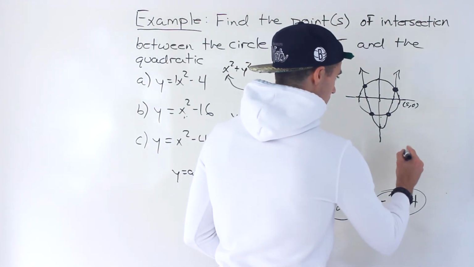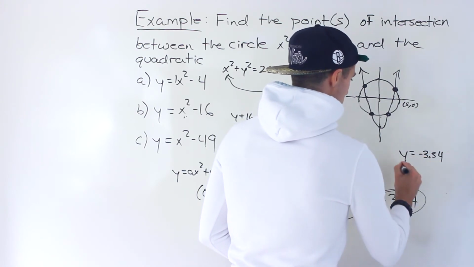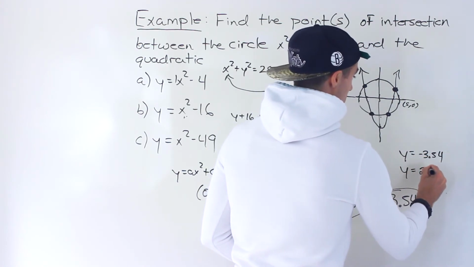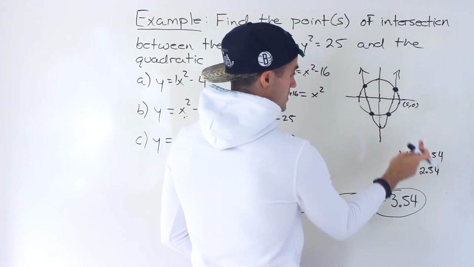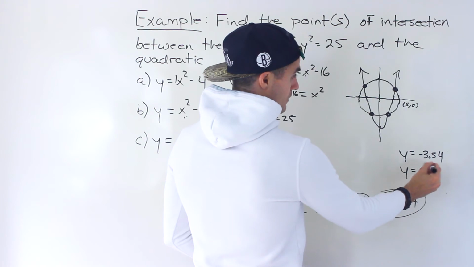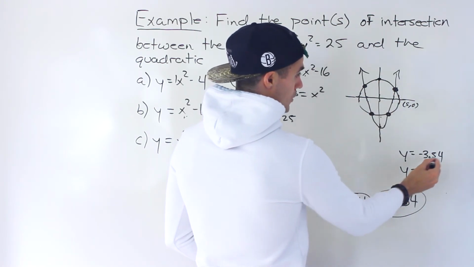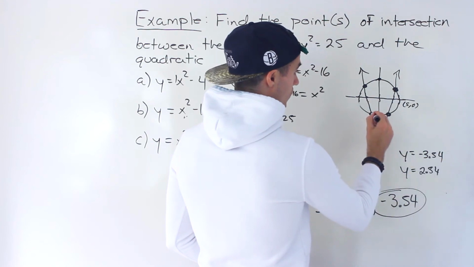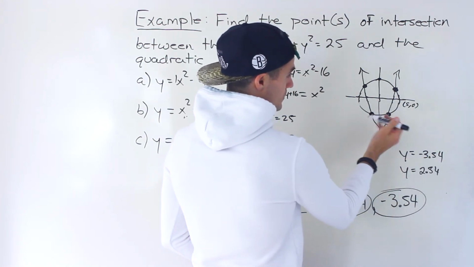Let me write these down. And notice, according to our diagram, these y values actually make sense. Both of them make sense. We have a positive y value, which is right here for these 2 points. And then notice that this positive y value 2.54, it's below this y value of 5. And then notice that negative 3.54, that would be the y value for these points. And notice that this y value, it's above.